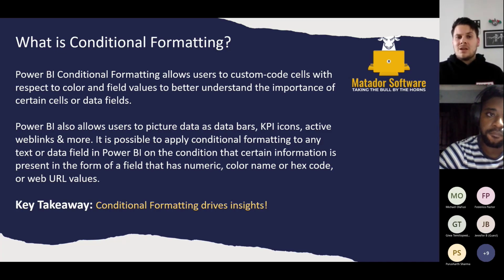As we said here, we can picture data with data bars, KPI icons, web links, and more. And it's possible to apply conditional formatting to any text or data field in Power BI on the condition that certain information is present. So we really want numeric, and we want to provide a color name, a hex code. We'll look at these things, so don't worry if you don't understand URL values, etc. The key takeaway, and why I've mentioned data visualization as well, both conditional formatting and data viz drives insights. And essentially, that's what we want to do.